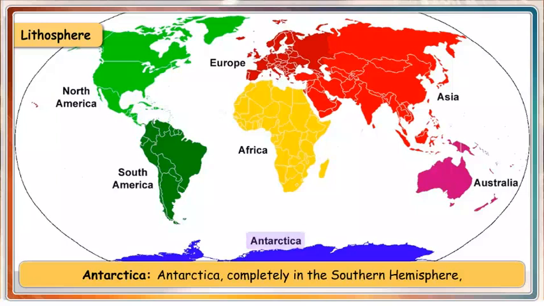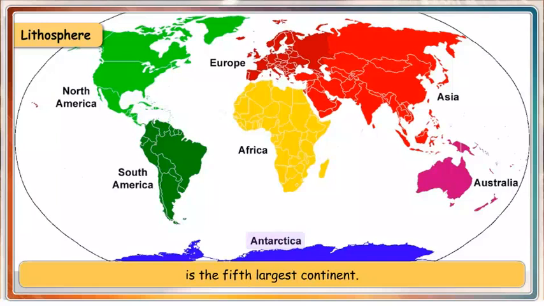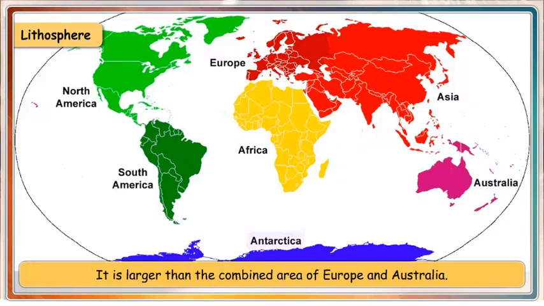Antarctica. Antarctica, completely in the southern hemisphere, is the 5th largest continent. It is larger than the combined area of Europe and Australia. The South Pole lies almost at the center of this continent. It is permanently covered with thick ice sheets and hence it is also called the White Continent.